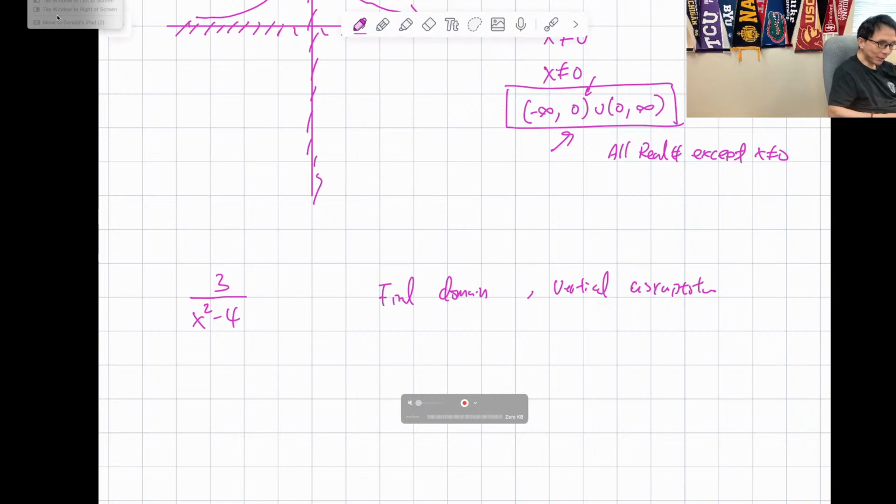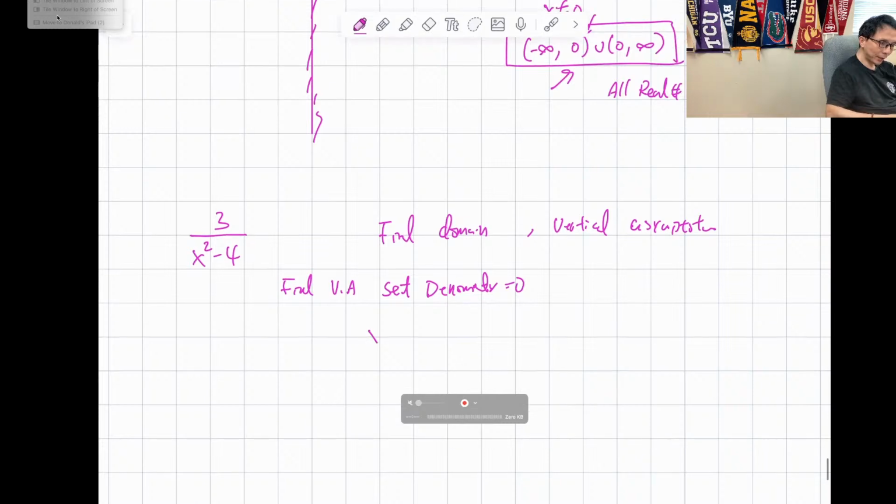So for the denominator, you said the denominator equals 0, right? Set the denominator equal to 0. This is how you find the V.A., which is the vertical asymptote. So x squared minus 4 equals 0. There are 2 ways to do it. You can factor it, and it's x equals -2, x equals 2. Please write down x equals 2, x equals -2.